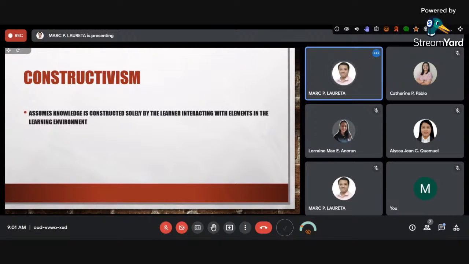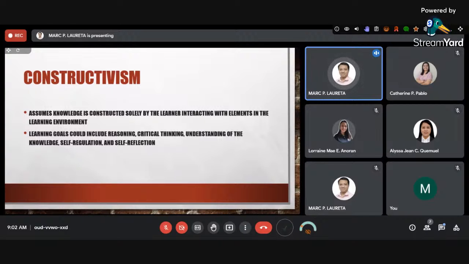So here are some constructivism principles. First is what we call constructivism. Constructivism assumes knowledge is constructed solely by the learner interacting with elements in the learning environment. As I mentioned earlier, those elements could be peer learners, instructors, or resources within the learning environment, even beyond the learning environment.